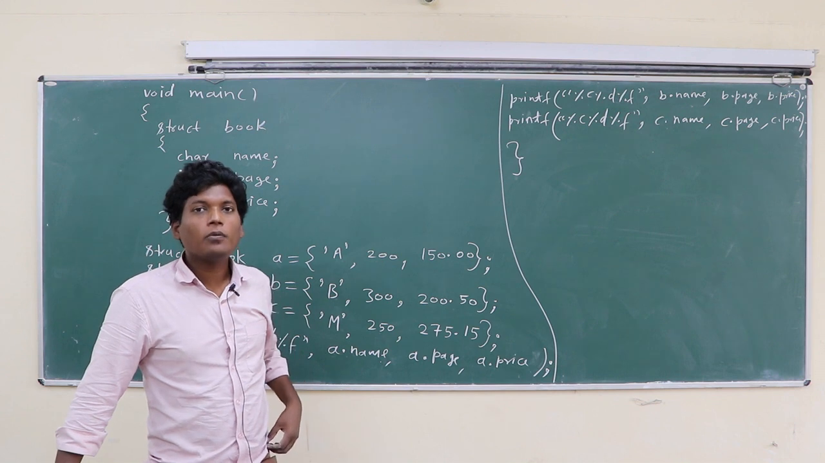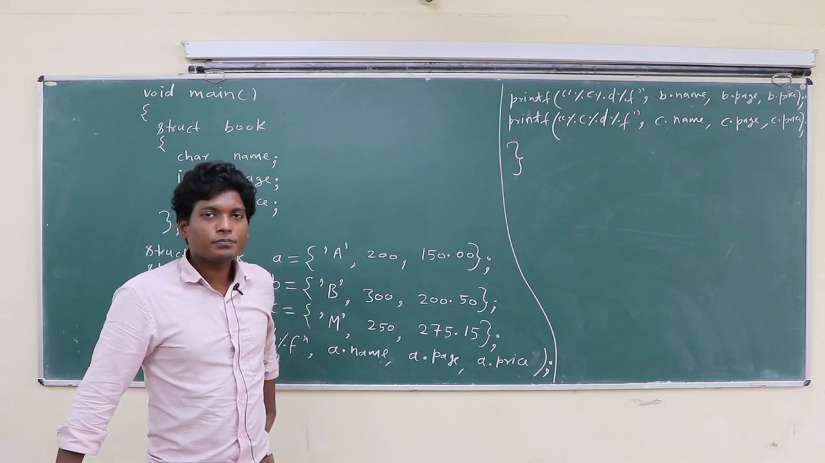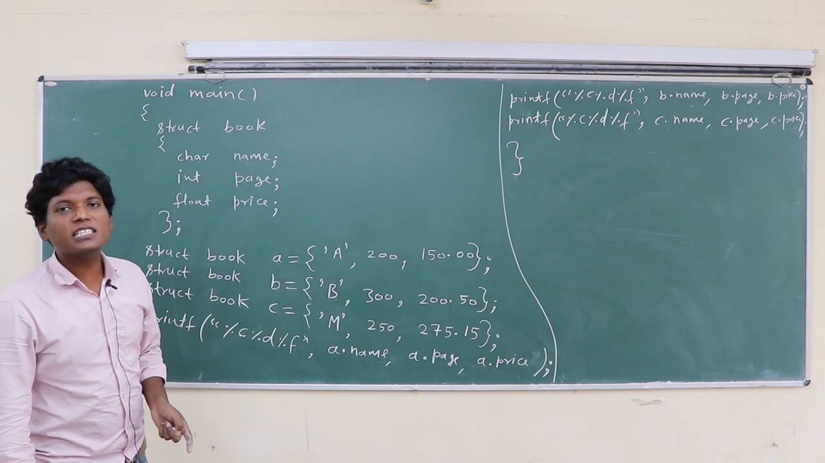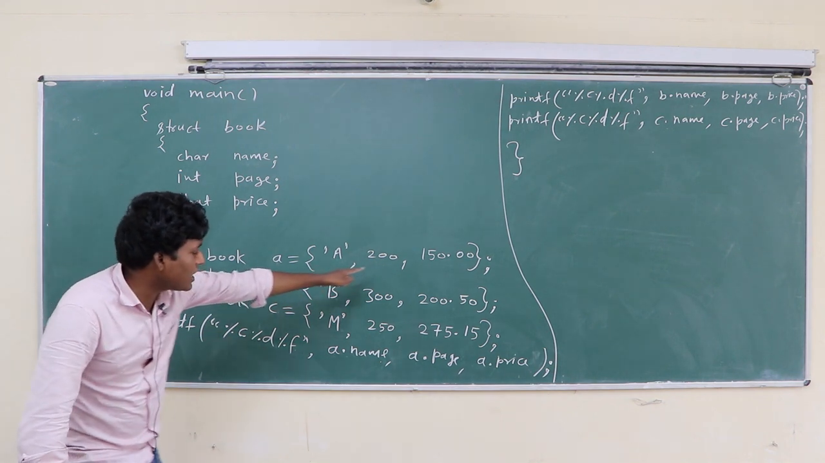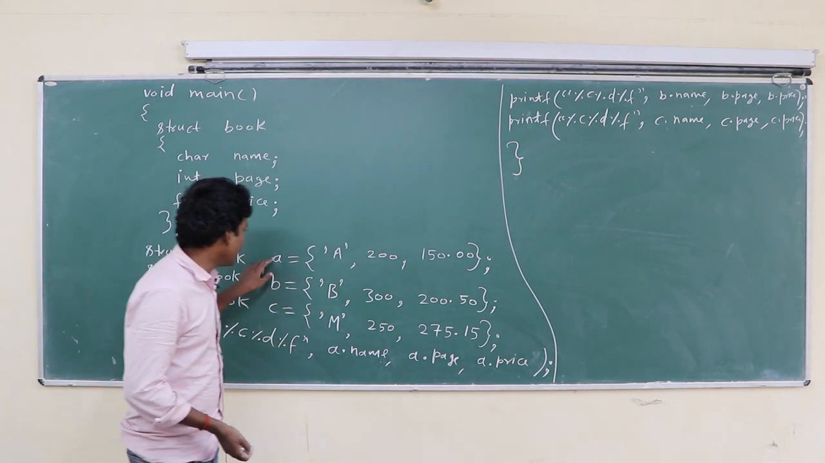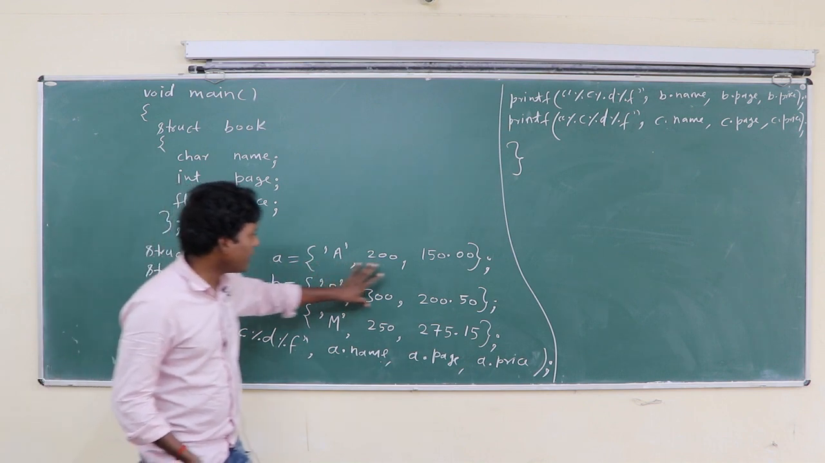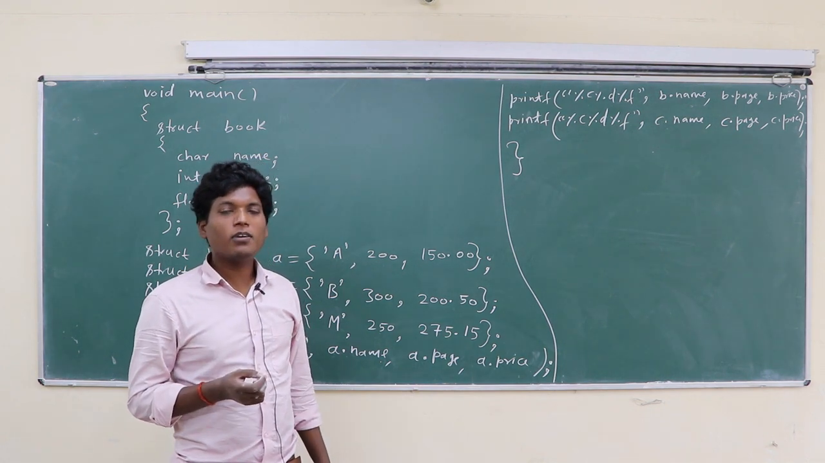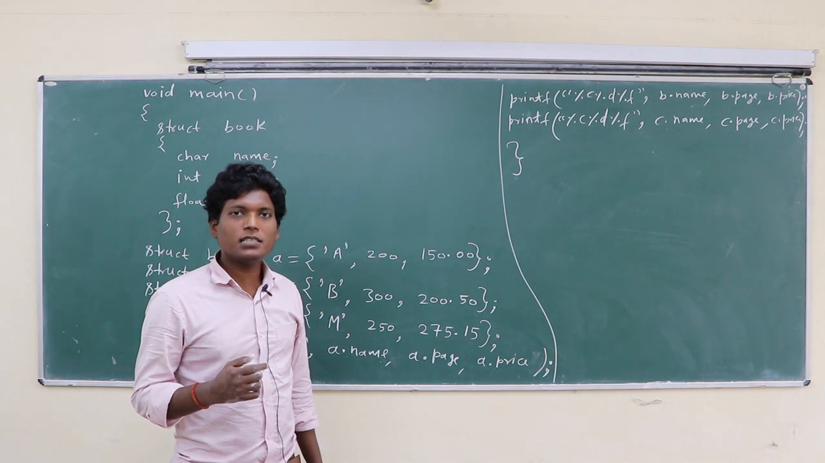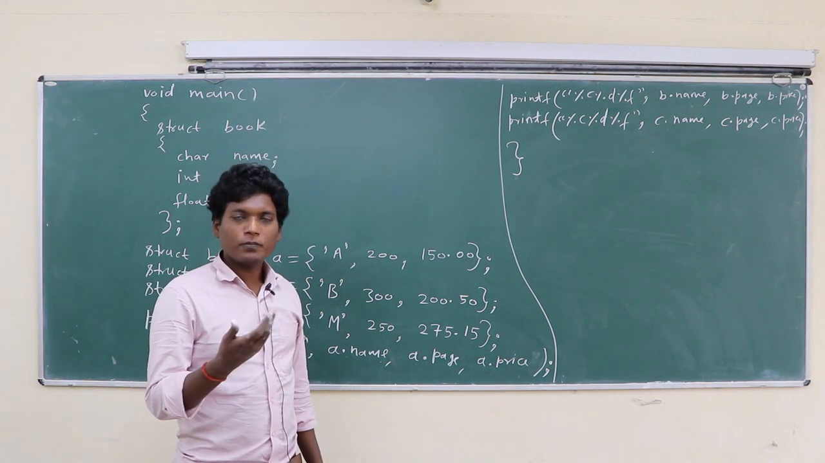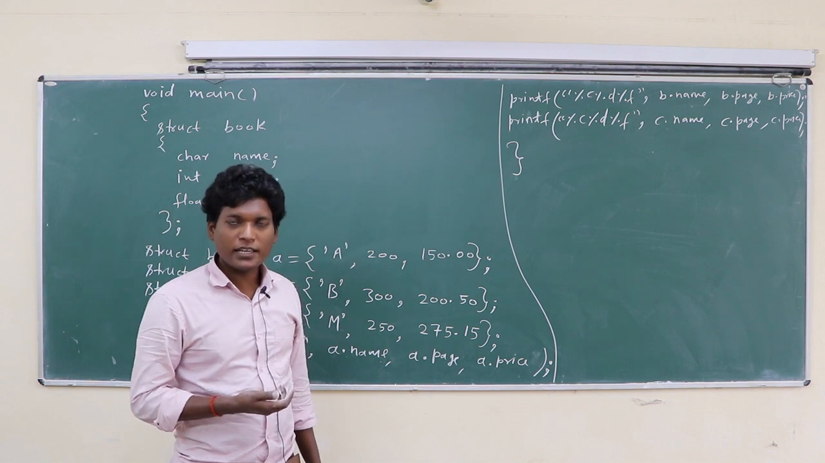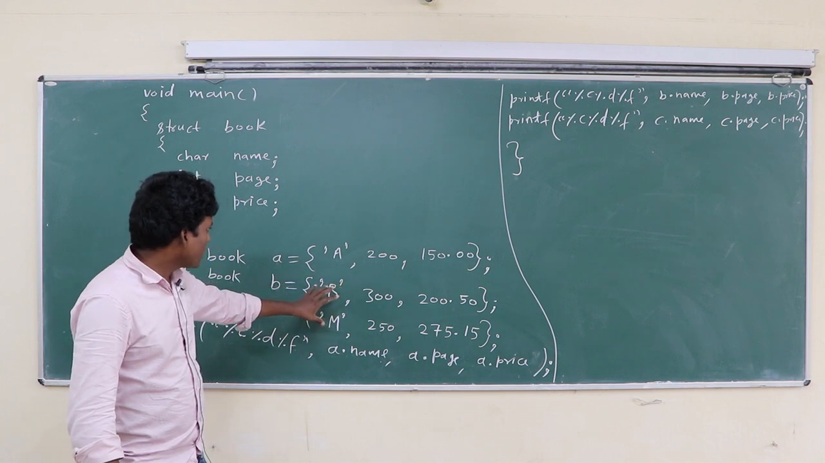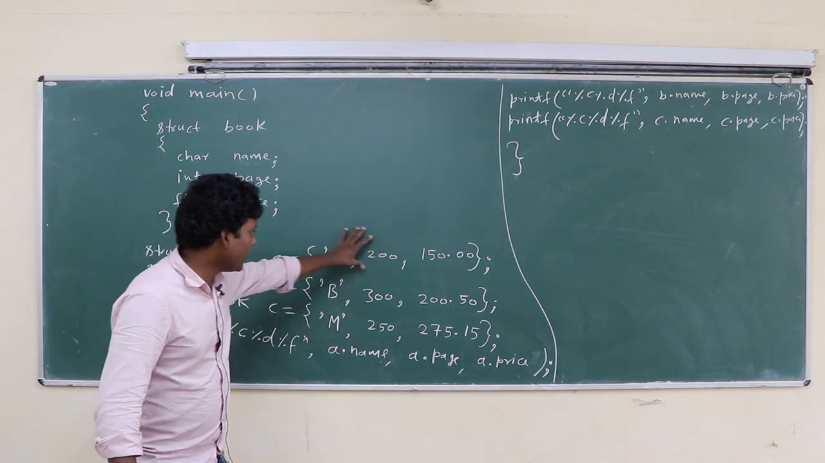Okay class, now we are going to take the input using scanf. Here we take the input using initialization. Class, here structure variables A, B, C are initialized. There are 2 methods to take the input in a C program. One is through initialization, second is by using a function such as scanf or gets. So here input is by using initialization.